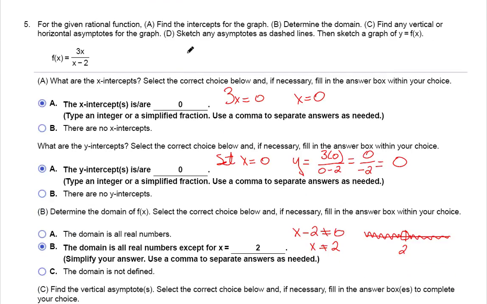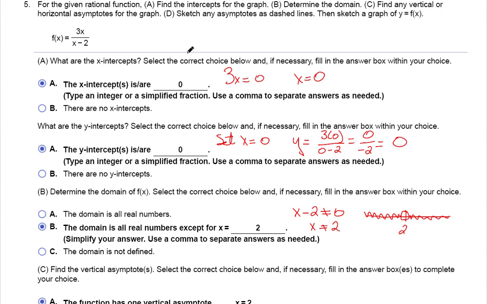All right, let's see for this one. We have f of x is 3x over x minus 2. X-intercepts, what makes the top 0? Well, let's see, that's x equals 0. Y-intercepts, set x to 0. 0 over negative 2 is 0. So what do those two things tell me? Well, it tells me that it's crossing through the origin. And that's the only place it crosses the x-axis.